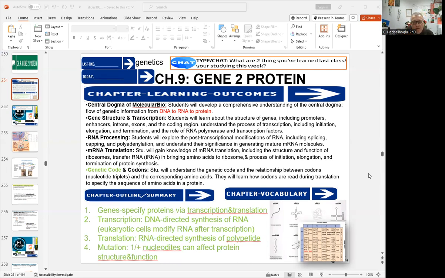A few key points here. Here are the RNA types. There are more than 8 different types of RNAs. We will talk about 2 or 3 of them in this chapter, but there are more than that. Just remember that the genetic code is 64 codons. You can see this table inserted here. Number 1, genes specify proteins via transcription and translation. Number 2, transcription is DNA directed. Number 3, translation is RNA directed. And number 4, mutations in one or more nucleotides can affect protein structure and function.